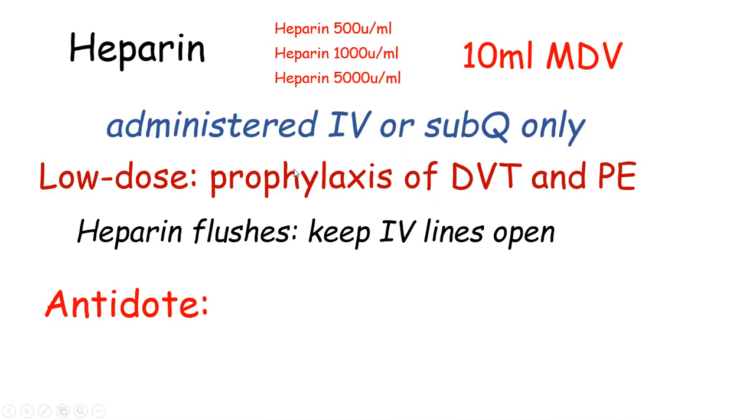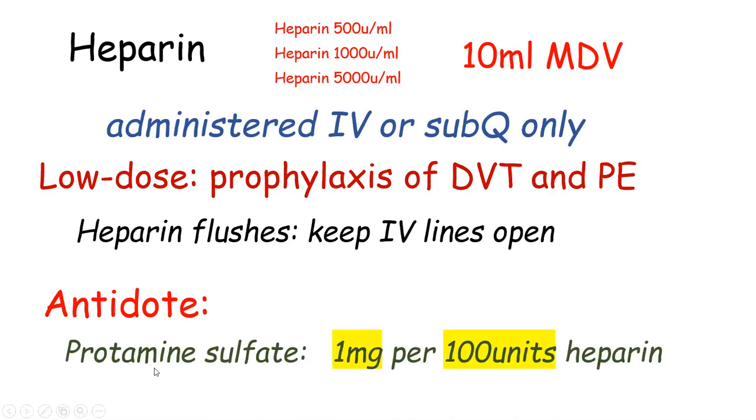If somebody does accidentally get too much heparin, there's an antidote. It's protamine sulfate, and you use 1 milligram per 100 units of heparin. So there's actually a test question on your final, and I believe it's like somebody gets 2,500 units of heparin, that's 2,500 units more than they were supposed to. So what would be the appropriate dose of protamine? Well, you need 1 milligram for every 100 units, protamine sulfate.